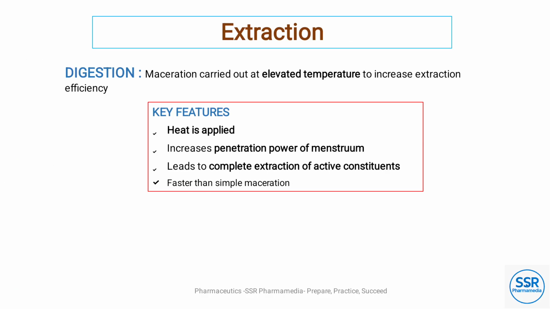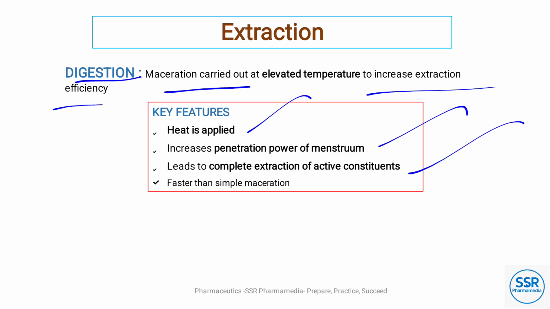So next under extraction, digestion. Digestion is maceration carried out at elevated temperature to increase extraction efficiency. Key points: heat is applied, it increases the penetration power of the menstruum, it leads to complete extraction of active constituents, and it is faster than the simple maceration process.